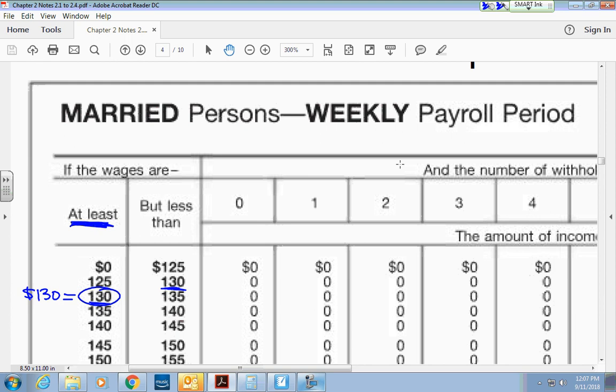So if I make $10 an hour and I work for 13 hours, my gross pay is $130. I'm right on that mark, so you go to the lower $130. I happen to be on married, but you guys can do this on single. Just pick the first number, put an equal sign, and put the same number down. Like I'm on the marrieds and I'm at 130.